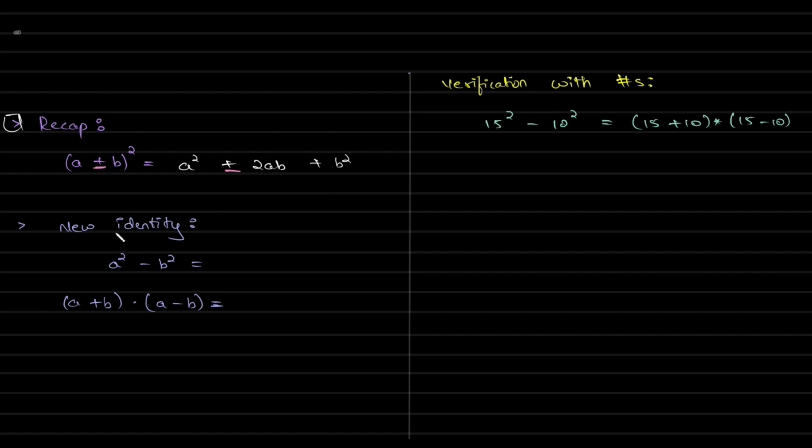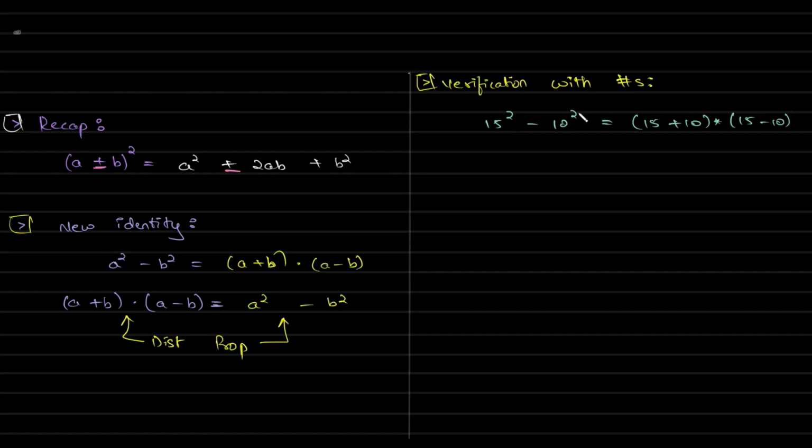Okay, so now the new identity which we are learning over here is a square minus b square, which can be written as (a plus b) into (a minus b). Or if I have the formula (a plus b) into (a minus b), I can write it as a square minus b square. Again, how to get this formula? Use the distributive property, and you will get it. If not, go watch the distributive property again. You'll find this identity.